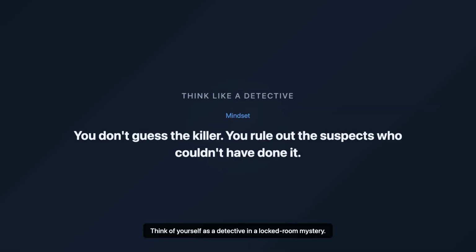Think of yourself as a detective in a locked room mystery. You don't start by guessing the killer. You start by ruling out the suspects who couldn't possibly have done it. By the time you've eliminated 3 of the 4, the 4th wins by default. Same thing here. Even when you don't know the right answer with certainty, eliminating 2 of the 4 options doubles your odds from 25% to 50%. Elimination is mathematically powerful, even when you feel unsure.